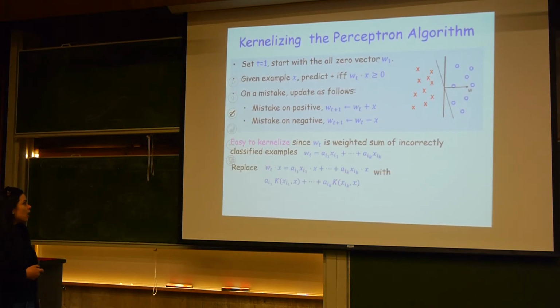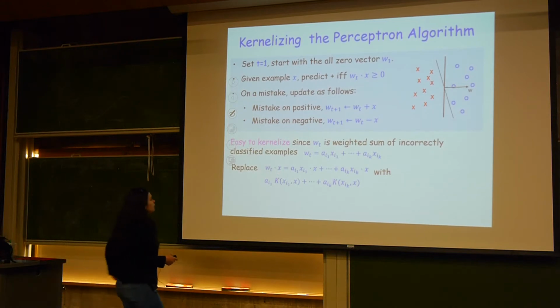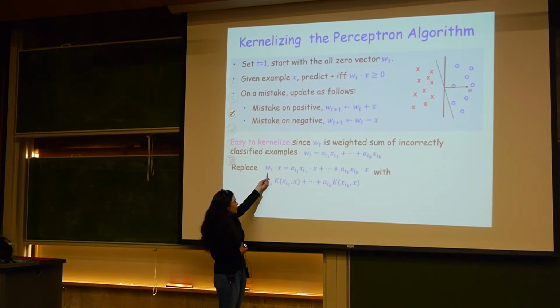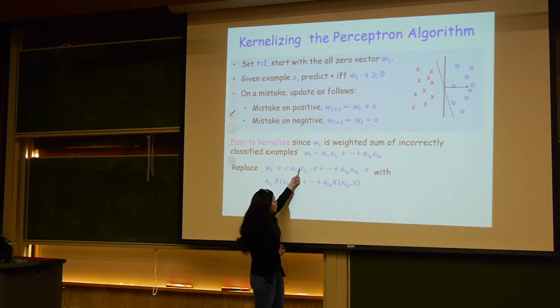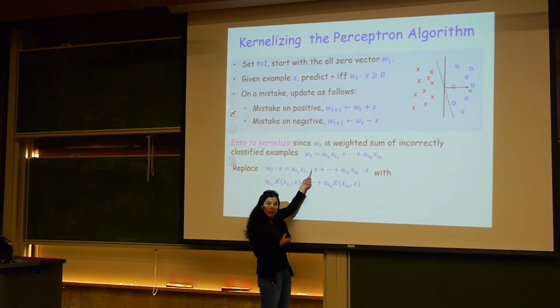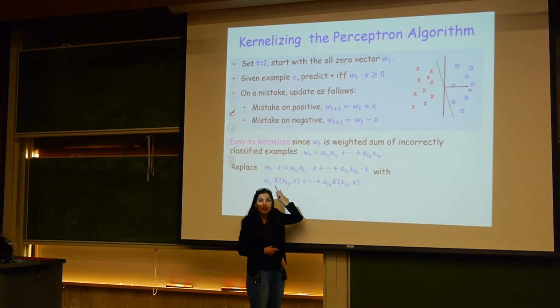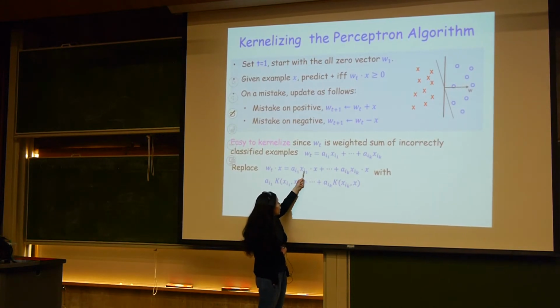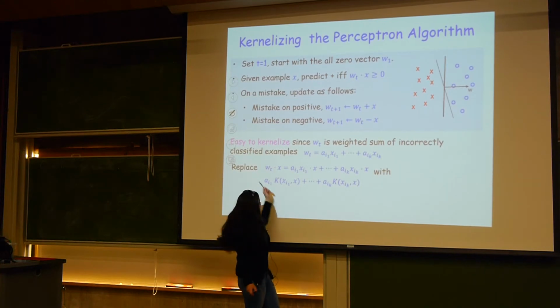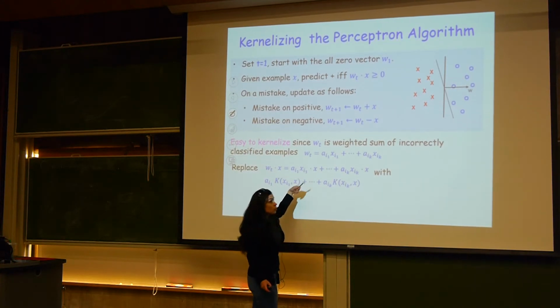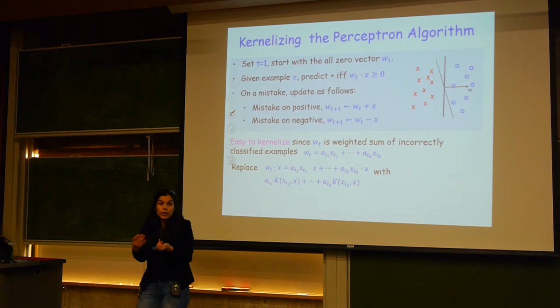Because of that, in order to predict what happens on a new example x, all I need to compute is a dot product between my current guess for the target and the new example x. If I expand this out, all I need to compute is dot products between the mistakes I've made, xi1, xi2, and so on, xik, and my new example x. This is a learning algorithm where all I need to do is compute dot products between instances.